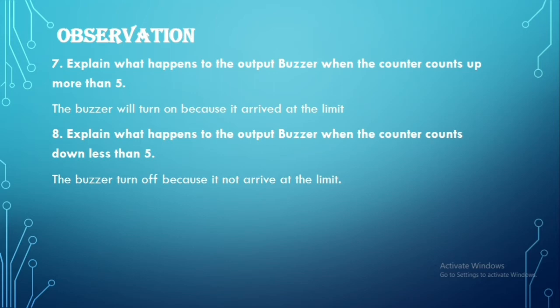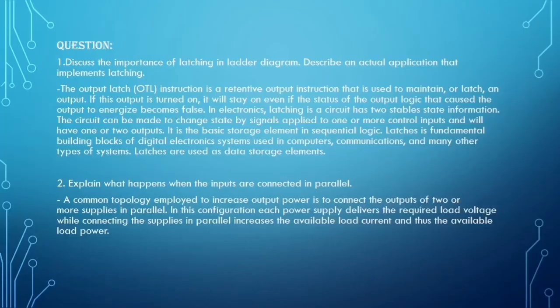For question number 7, explain what happens to the output buzzer when the counter counts up more than 5. The answer is the buzzer will turn on because it arrived at the limit. Question number 8, explain what happened to the output buzzer when the counter counts down less than 5. The buzzer turned off because it has not arrived at the limit.